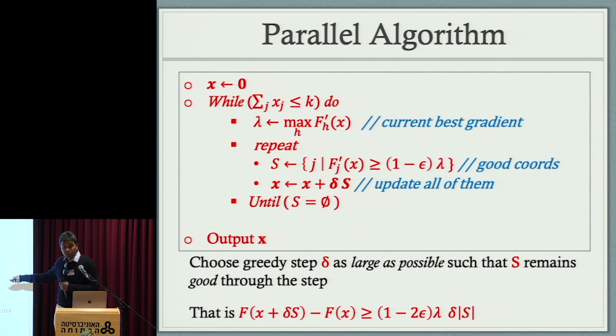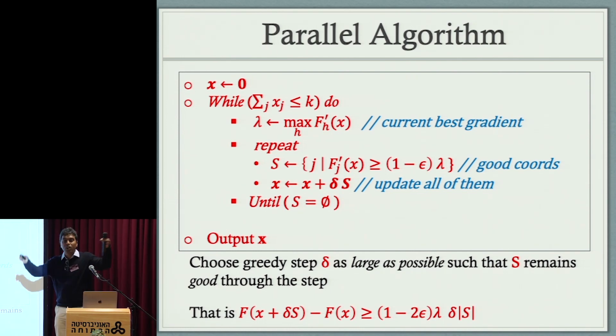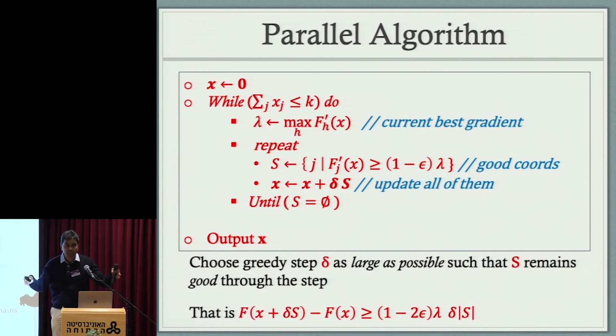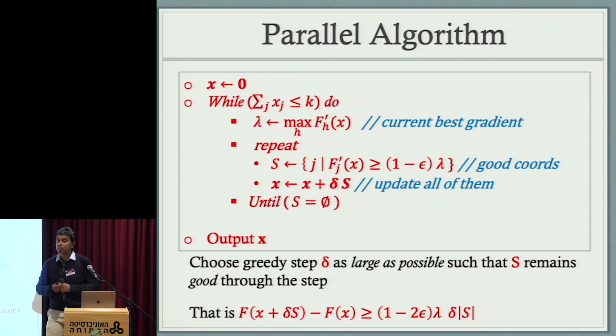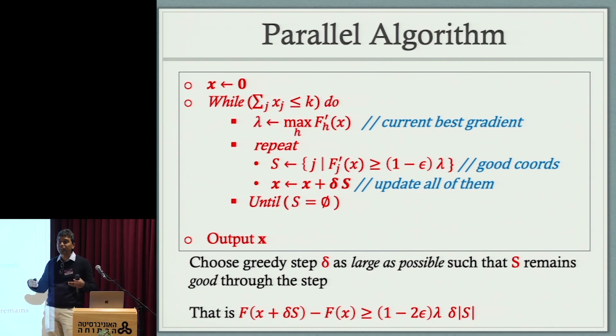Well, each time I do this, the size of S could start with n, right? All of them could be good. Once I do this, the S will go down by a factor of 1 minus epsilon. And I do it again. So the number of times I repeat this iteration is how many times? It's just log n over epsilon times, because each time the size of S is going down by a small constant factor. So the inner loop is only log n over epsilon.